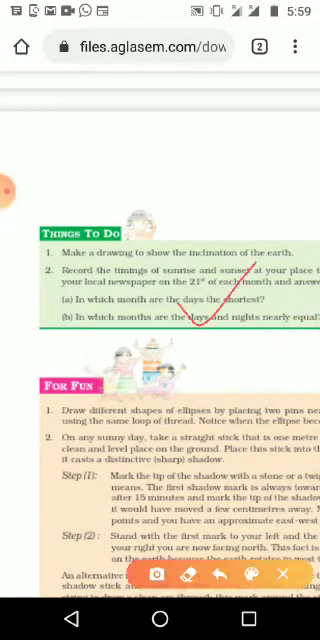On the 21st of each month, and answer the following: in which month are the days shortest? We know that theoretically, when we are getting the shortest days and longest days. And in our area, how are we facing that? You can take the help of the newspaper or your parents, and find out the answer.